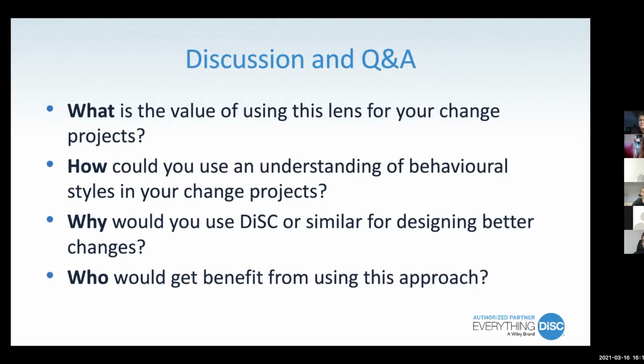Any thoughts, folks? Any observations on that one? Does anybody else see any value in this lens? Feel free to unmute, put your hand up, throw a comment into the chat if you wish.